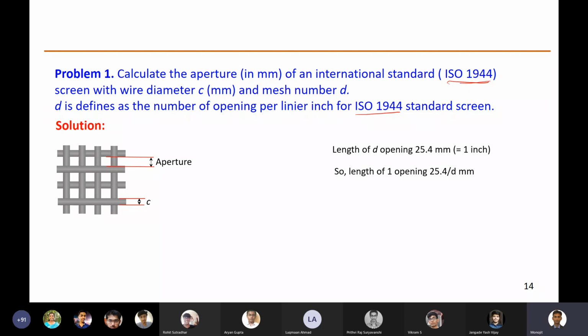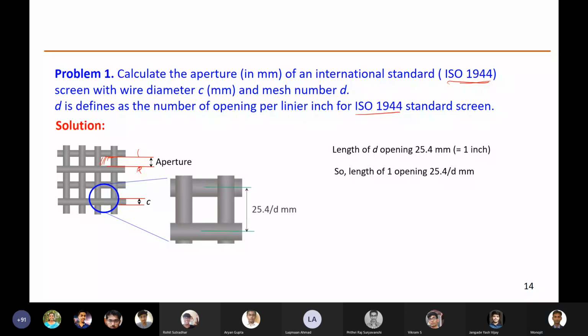This gap, this is what we defined as aperture, right? This length, the one that I'm marking here. So our objective is to express this aperture as a function of known parameters, that is D and C. So if we have D number of openings per linear inch, right, then the length of one opening would be 1 divided by D inch, and if I convert it to millimeter, that is 25.4 by D millimeter.